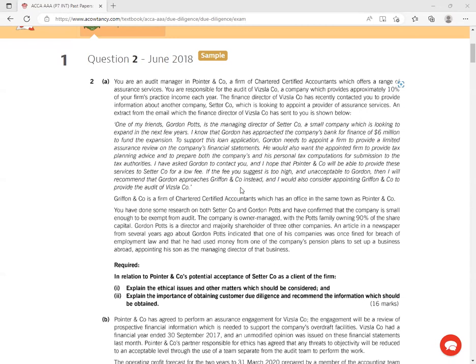And I would also consider appointing Griffon and Company to provide the audit of Whistler company. Remember, currently you are the auditor of Whistler company. I can see now my intimidation threat is getting worse and worse. My 10% revenue is going to disappear very soon. So Griffon and Company is a firm of CCA, which has an office in the same town as Pointer and Company. Now these guys are even messing up my day. They're messing up everything.